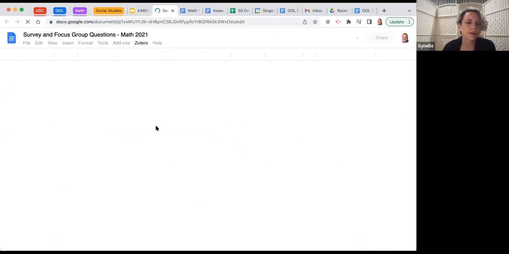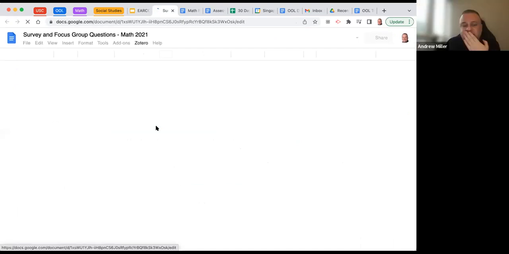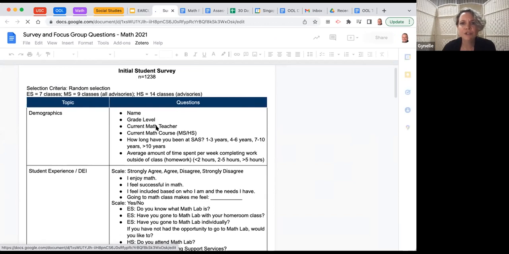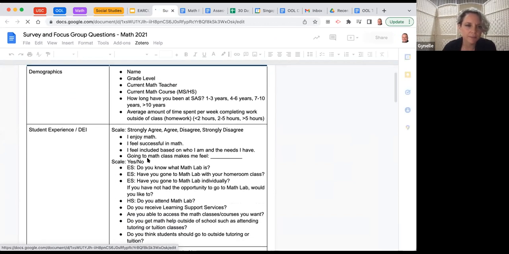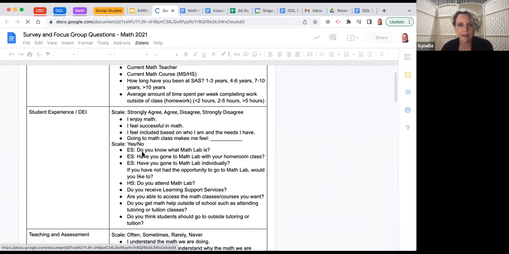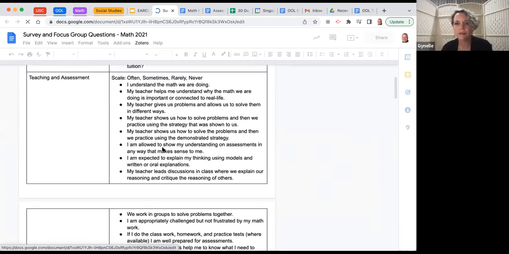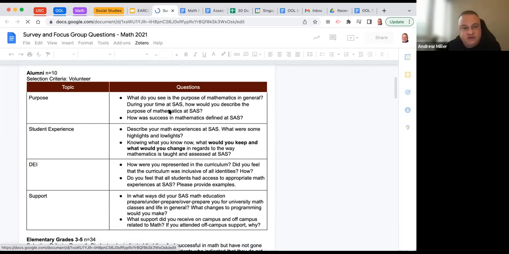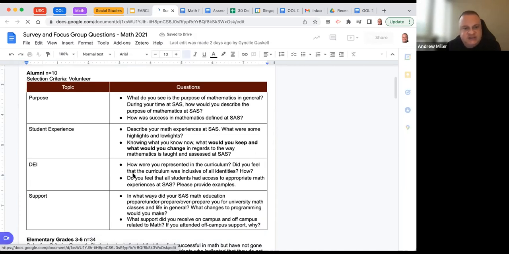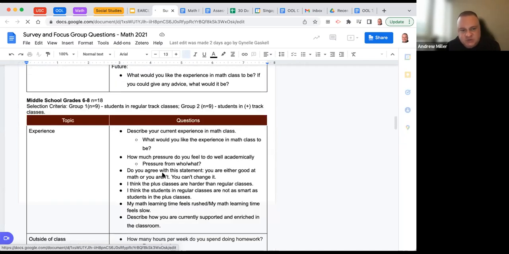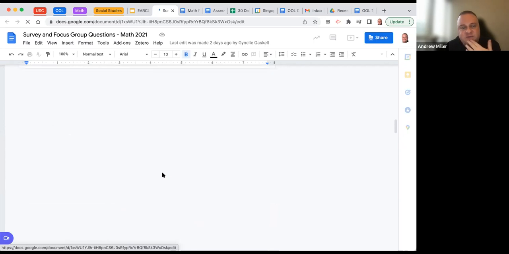And you can see some of the other questions. So we had survey and focus group questions. Okay, so here's a student survey, and you can see here the criteria is up there and how many people we were interviewing or surveying. Whether it was a scale question, a fill in the blank, etc. Here are the focus group questions. Describe this for alumni, elementary focus group. What does it mean to be this middle school? So we had a variety of ways of thinking through how we're going to ask those questions.